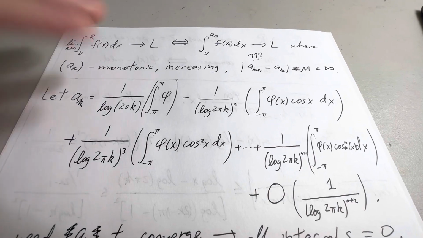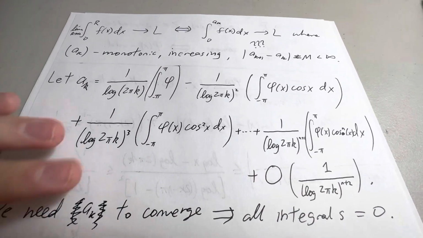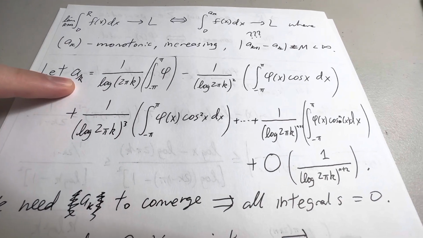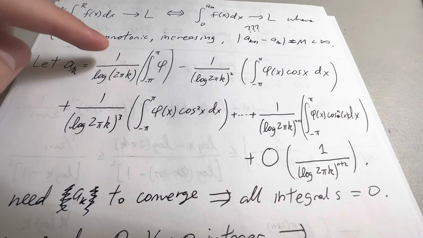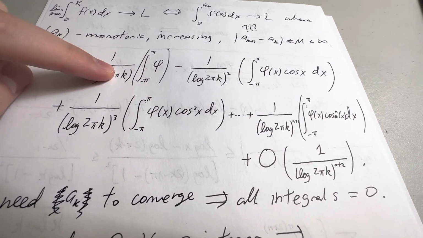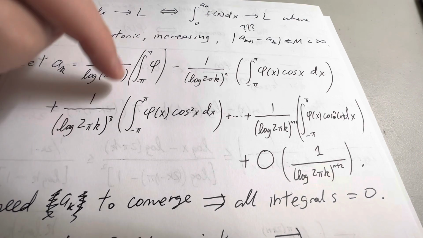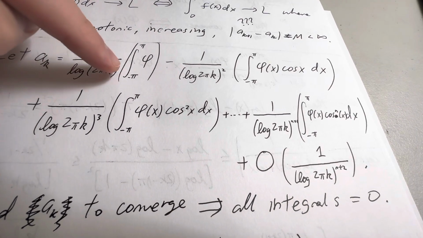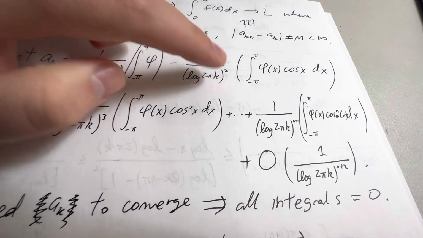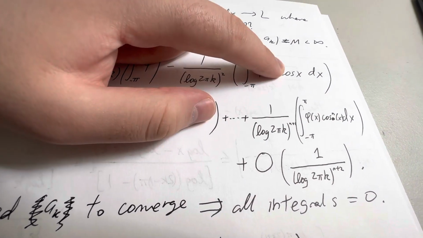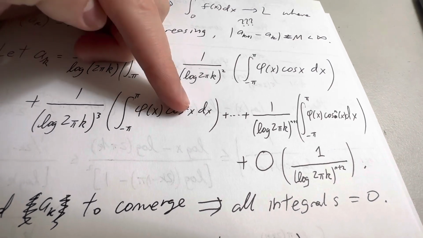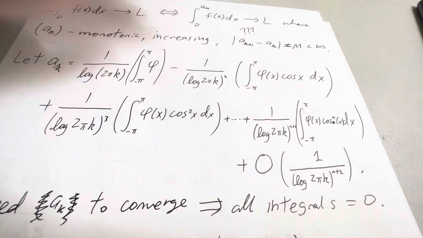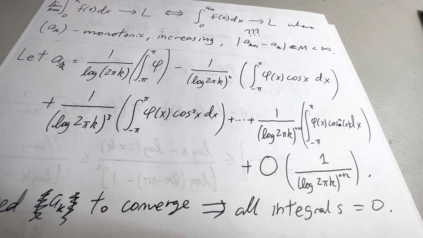But anyway, the next part here is still going based on what he wrote at the board, so I know the rest here is correct. We're letting a_k be equal to 1 over log 2 pi k. So these are the terms of my sequence, except now I'm throwing in the phi, and I'm taking the integral of it. So I have the integral from negative pi to pi of phi. Same thing here for phi times cosine. Here, phi times cosine squared. And then you just keep going on and on up to n. And then you have this remainder term at the very end, which we don't care too much about.